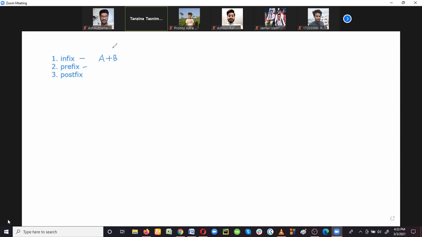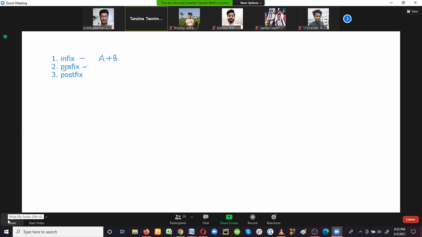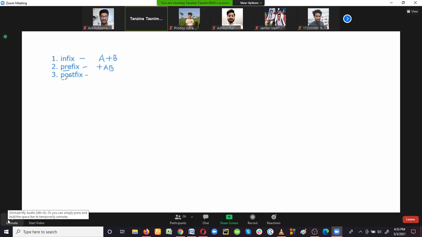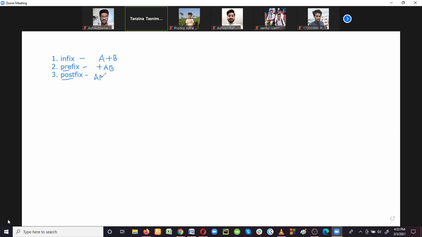So can we convert that notation into prefix notation? Yes, ma'am. Prefix places the operator before its corresponding operands. This plus operator is related to only two operands, one is a and another is b. So in prefix notation, the operator will be placed before these two operands a and b. What is postfix notation? In postfix, the operator is placed after these two operands a and b. So that is postfix notation.